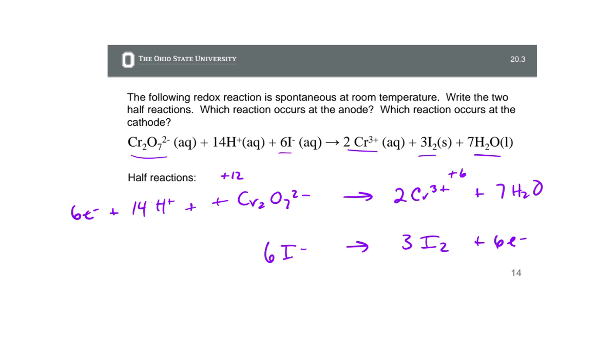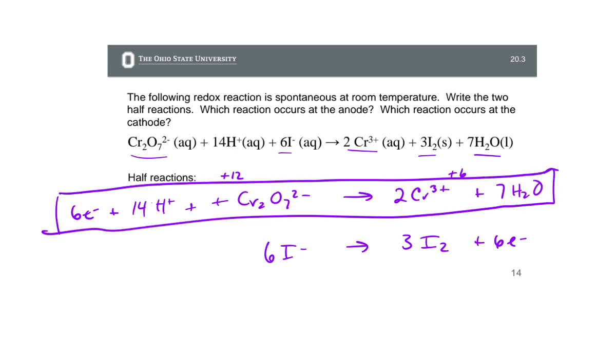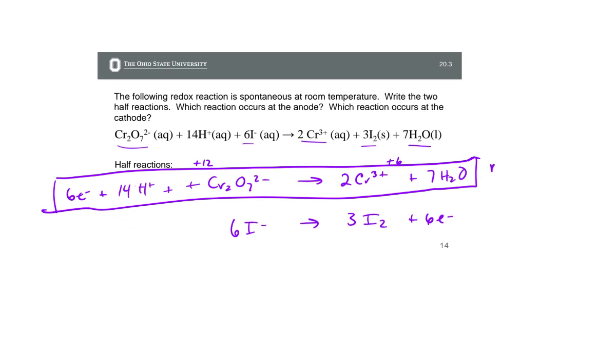So because reduction is gain of electrons, this half reaction is the reduction half reaction. I always write this out because I'm easily confused by these. It's just jumbled up in my brain. But if I say reduction is gain, and then red cat, for reduction occurs at the cathode, I can tell you that that is the reaction that's going to occur at the cathode.